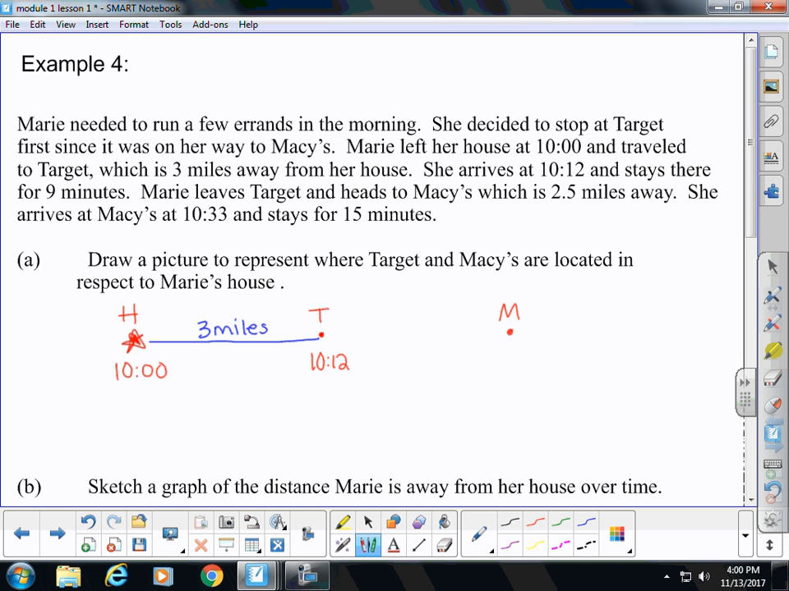Now when you say 10:12, 10 o'clock is the hour and 12 is the minutes. So she's going to stay there for 9 minutes. I'm going to add those 9 minutes onto the 12 minutes to figure out what time she's going to leave. So 12 plus 9 is 21. She's going to leave at 10:21.